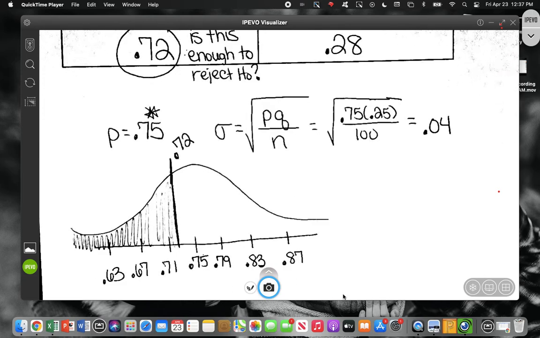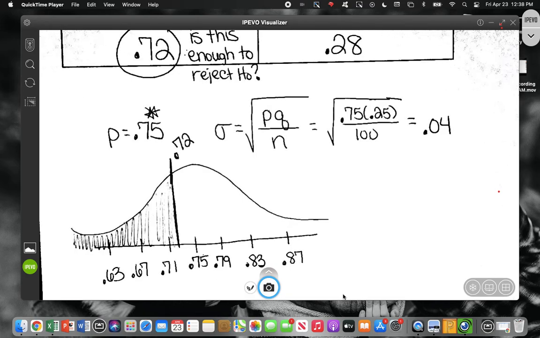Our significance level that we determined earlier was 0.05. Do you think that when we do the normal CDF, this is going to be way more than 0.05, or less than 0.05? More than 0.05. It's going to be a lot more than 0.05. So what this is saying is getting 0.72 is pretty common. So even though it is less than 0.75, do you think there's enough evidence here to say it's less?